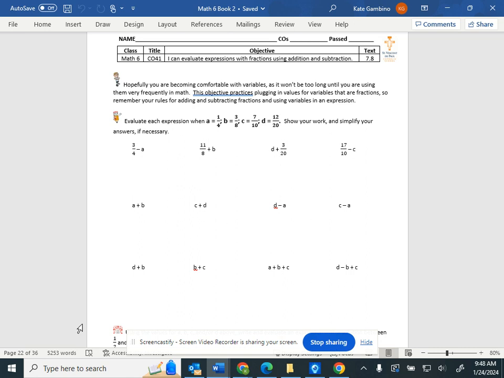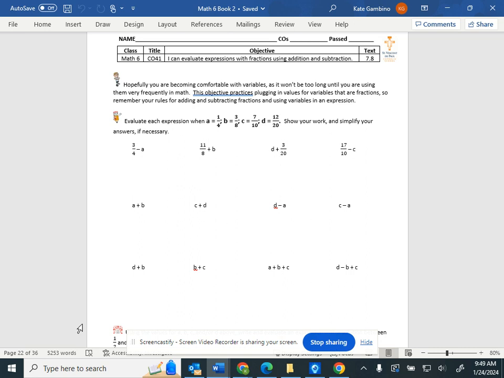So hopefully you're becoming comfortable with those variables and replacing the values with the correct variable. It won't be too long until you're using them very frequently in math. It's just a common thing to use variables. So we're going to be adding on and doing more and more complicated things with variables. This objective practices plugging in values for variables that are fractions. So remember your rules for adding and subtracting fractions and using variables in an expression.